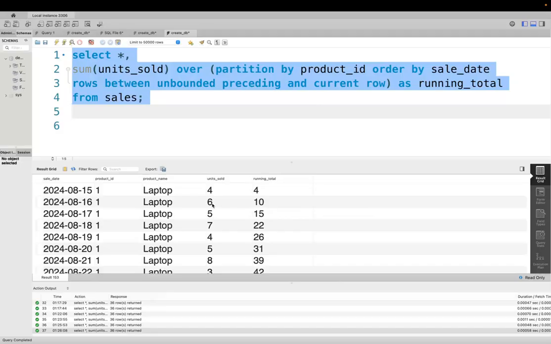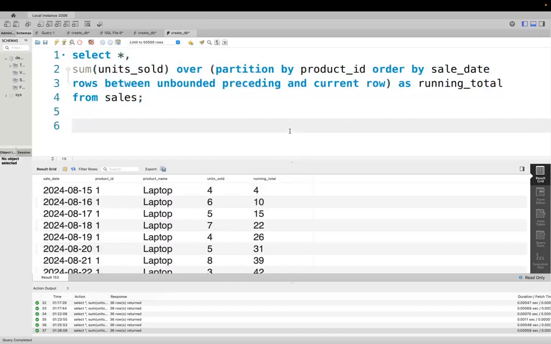So that means 4 plus 6, 10. Now, when you are at the third row, unbounded preceding means first row and current row. That means from the first row till the third row, right? So 4 plus 6 plus 5, 15, like that. When you come at 7, it's 4 plus 6 plus 5 plus 7. So this is actually the default behavior also. I mentioned that also. Whether you give this or not, it will be the same result because the default behavior for running total is this.